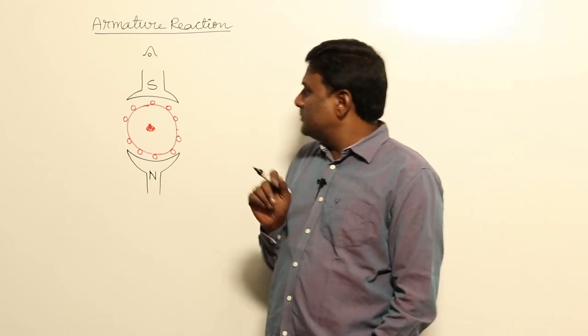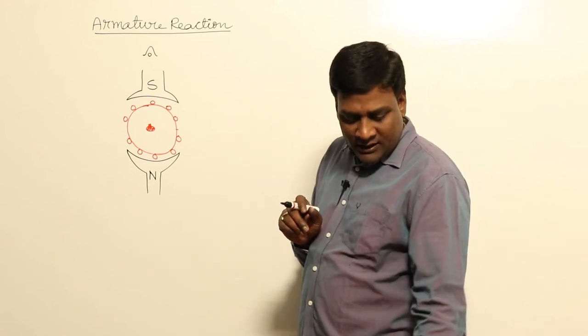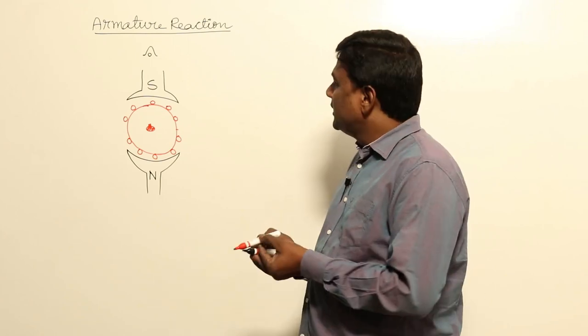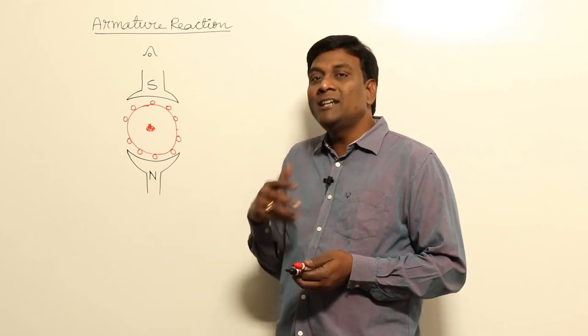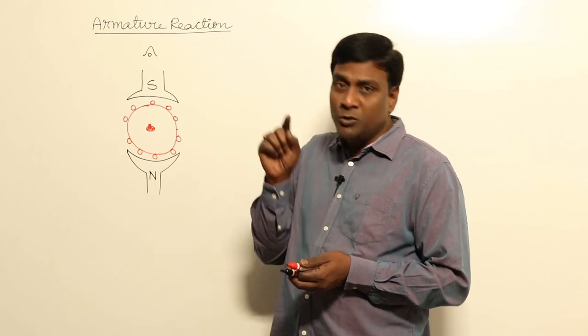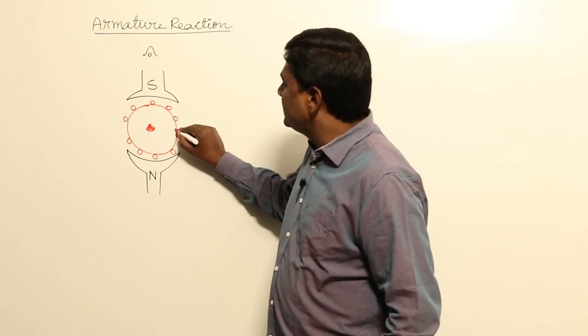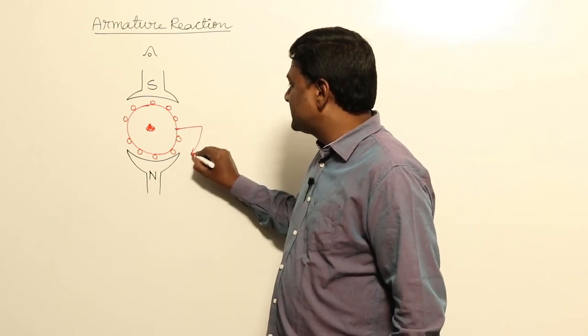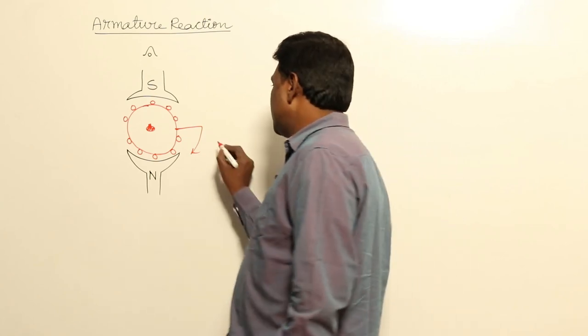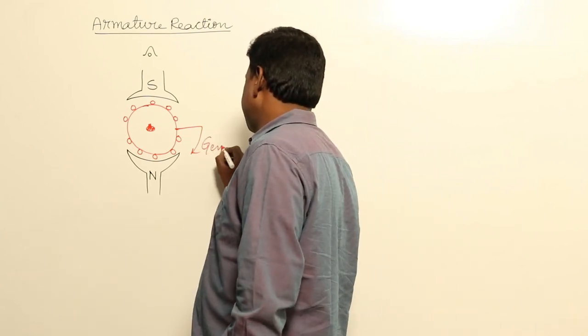For example, this is a DC machine. For example, it's a generator. A generator has to be rotated by a prime mover, so rotation is the input for a generator. For example, this is the generator, and I'm rotating in this direction.